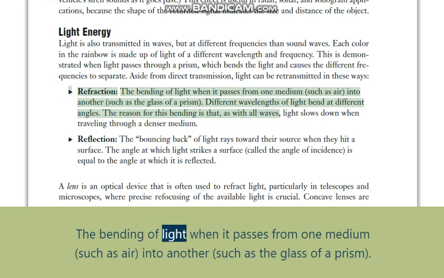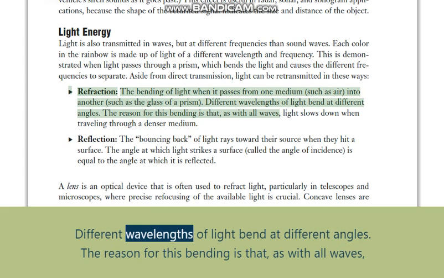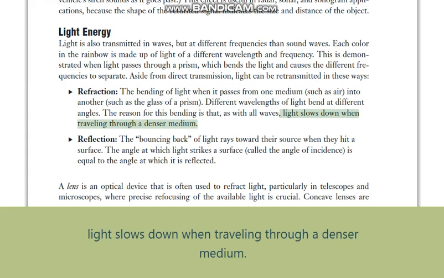Refraction, the bending of light when it passes from one medium, such as air, into another, such as the glass of a prism. Different wavelengths of light bend at different angles. The reason for this bending is that, as with all waves, light slows down when traveling through a denser medium.